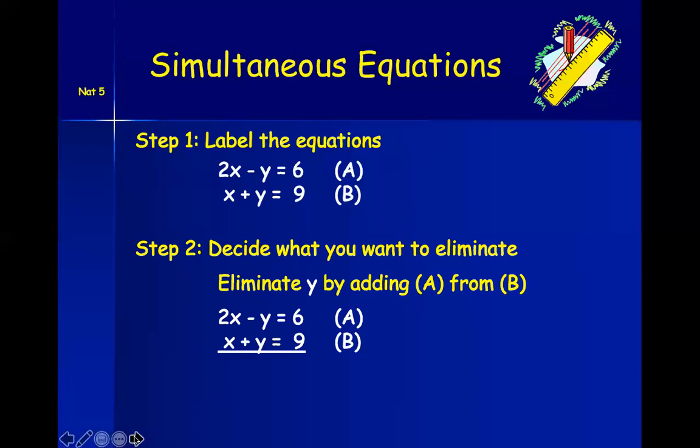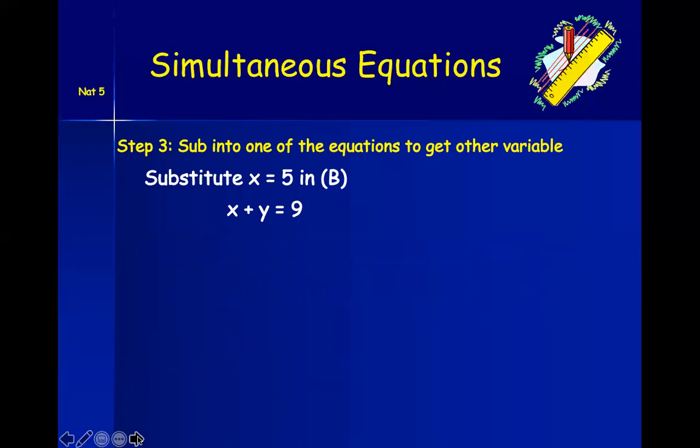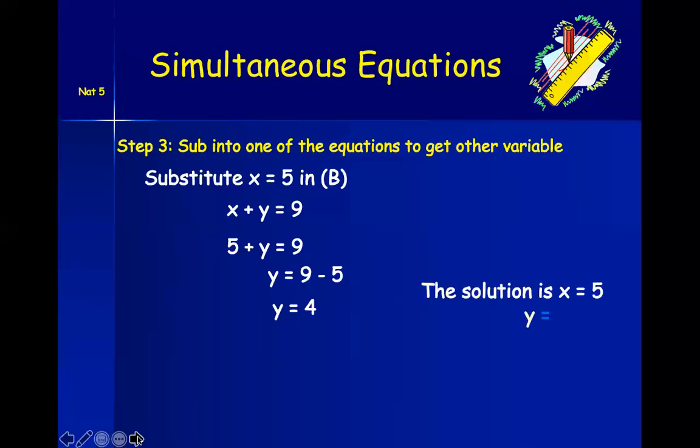So this time I'm going to add them up. And by adding them up, I end up with 3x equals 15. And you divide by 3 both sides, x equals 5. So now that I've got my x, I'm going to substitute my x equals 5 into B, because it's the easiest one. 5 plus y equals 9. And that means y equals 9 take away 5, which is 4. So I've got my solution, x equals 5 and y equals 4.